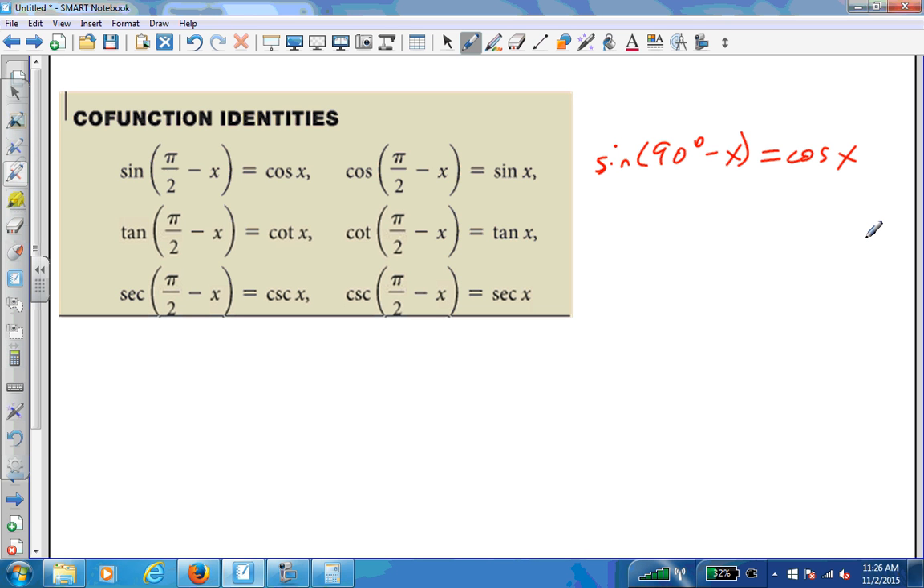Now it works the other way also, using this one. If we know sine of an angle, that's the same thing as cosine of its complement. The only difference between this and this is our angles are listed in radians instead of degrees. So we've had these identities before, we just had them in degree form instead of radians. But pi over 2 is 90 degrees, those things are equivalent.